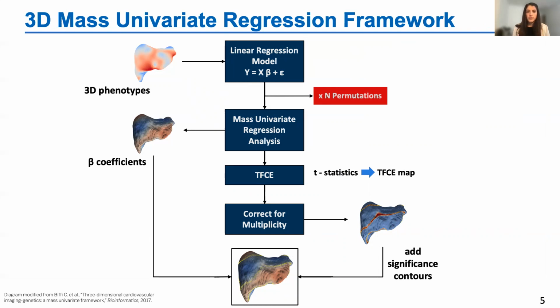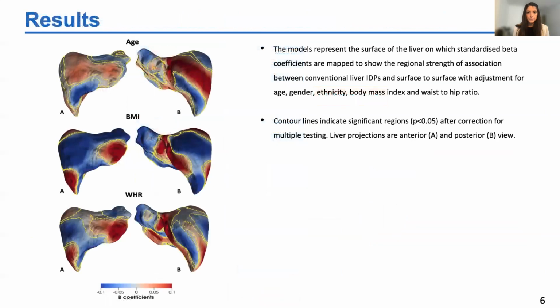In our case, to assess the associations between surface-to-surface values and anthropometric covariates, as well as liver IDPs, we performed mass univariate regression analysis adjusting for age, gender, ethnicity, body mass index, and waist-to-hip ratio. The TFCE algorithm was applied on the permuted t-statistic 1,000 times for each analysis. Correction for multiplicity via the false discovery rate was applied for the number of vertices and the number of anthropometric covariates or IDPs tested.